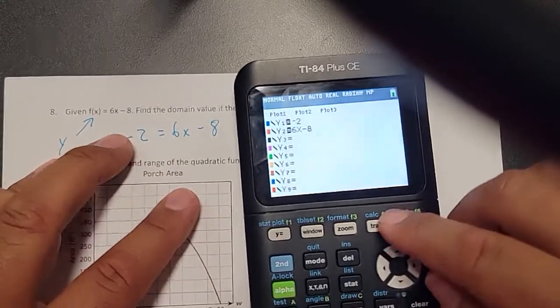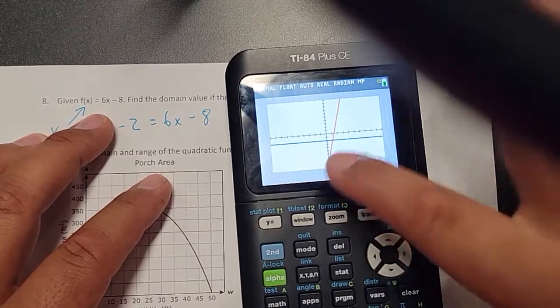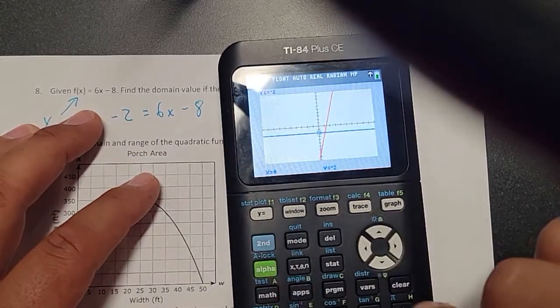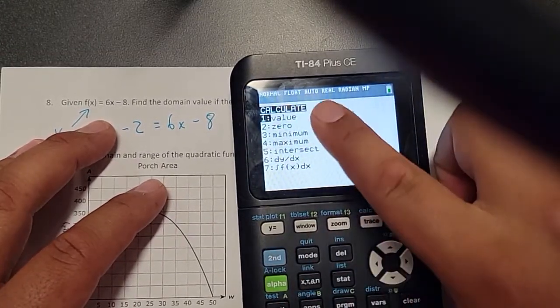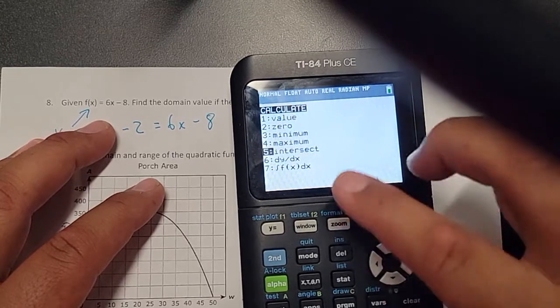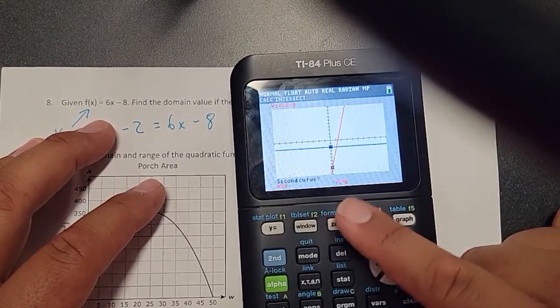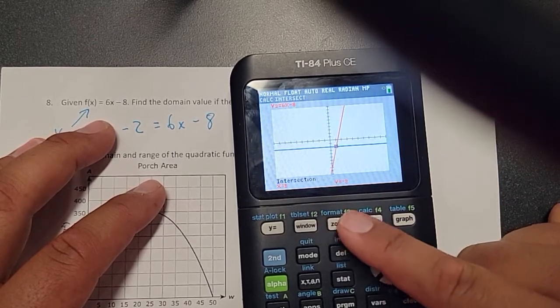Now let's go and trace it. We're going to see the blue and the red, and we want to see where they meet. The way we do that is we push second, trace, and we want to find out where they intersect. Number 5, enter. It's going to say first curve, so push enter. Second curve, push enter. Don't worry about the guess, just push enter.